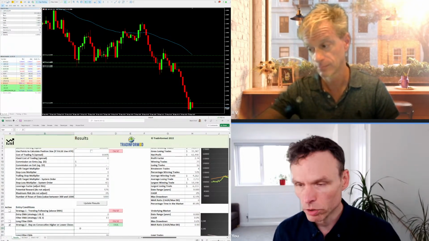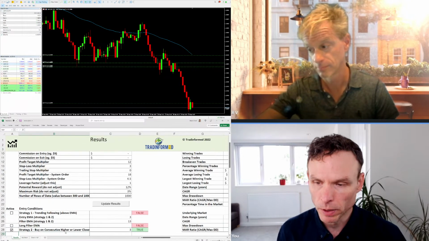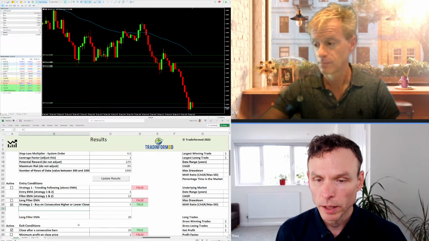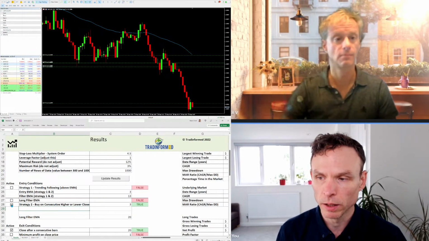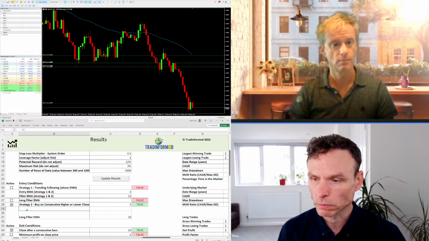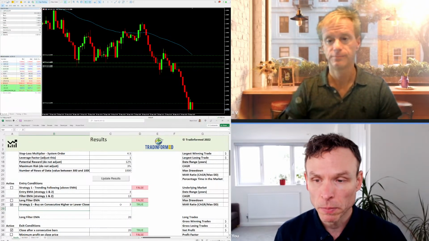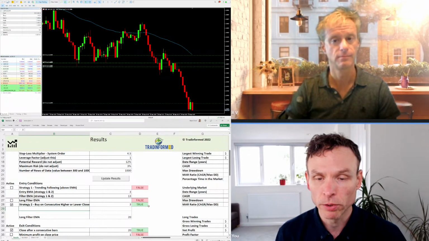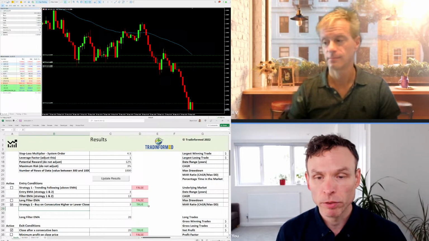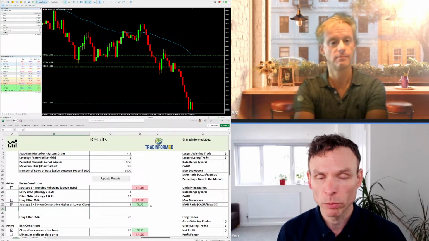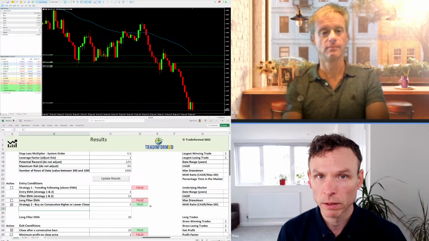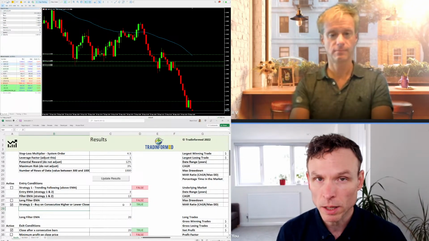So if I scroll in here, bottom left of your screen, it's just a normal Excel spreadsheet. You can flick things on and off using a checkbox. So strategy two, it's literally that. You can imagine here that I've got the number 3 in here, which means if we're looking at long trades, we have 3 consecutive higher closes, we will enter.